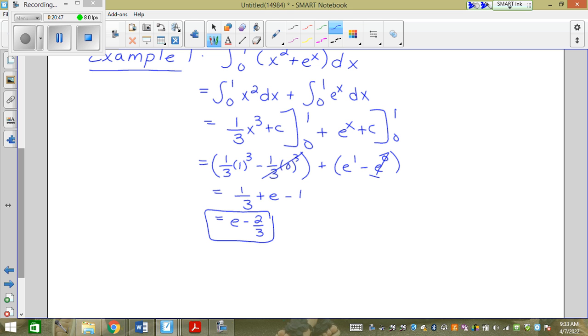Why did the c's cancel? Because you would add a c to this one, you'd subtract a c from this one. I showed that yesterday. You'd add a c, but this would minus the c, and the c's would just cancel off. You don't have to show the c's for the fundamental theorem of calculus.